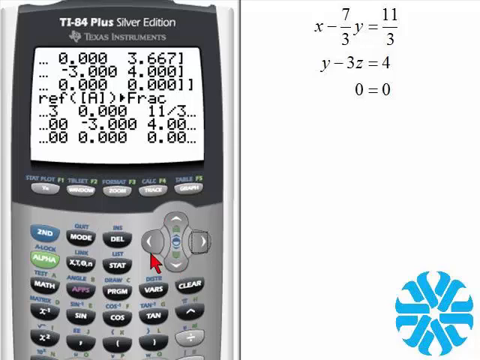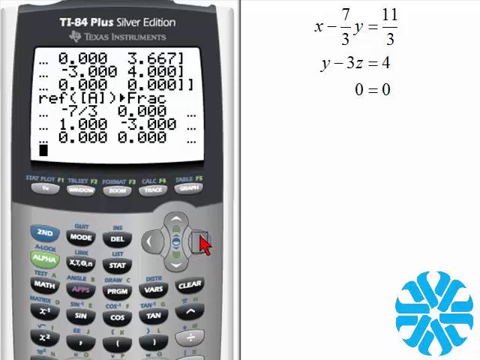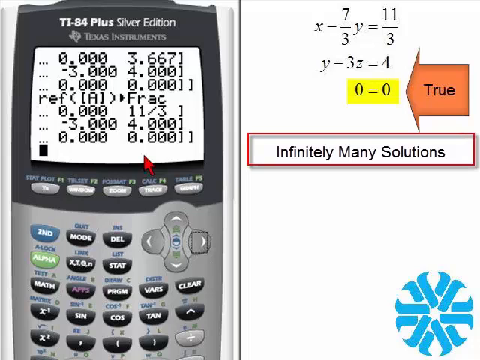Now, what's unique about this matrix in reduced echelon form is the third row is all zeros: 0, 0, 0, and 0. So that's a true statement. The left-hand side is equal to 0, which is equal to the right-hand side, which is equal to 0. Okay, so 0 equals 0. This means there are going to be infinitely many solutions.